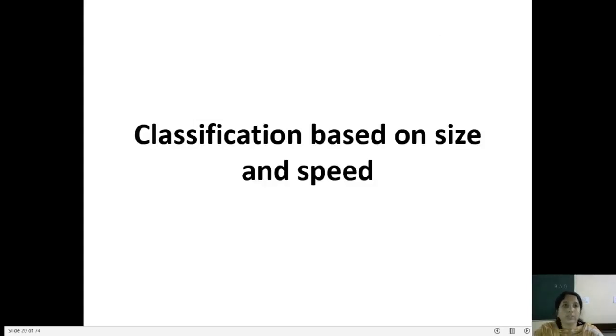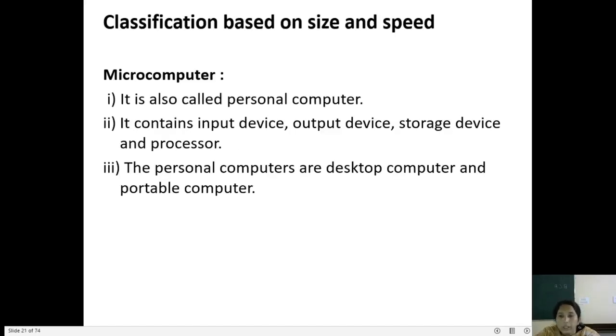Next we will understand the classification based on size and speed. When you come to the classification of computers based on size, size means the variation in the size as well as the speed of the computer. Based on size, we divide them into micro, mini, main, and super.